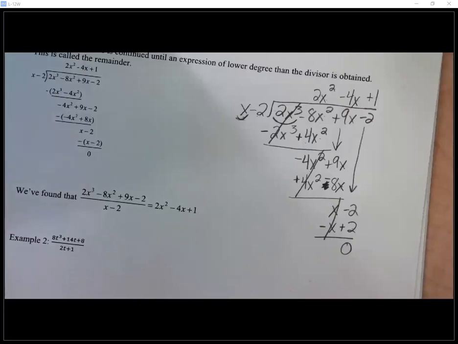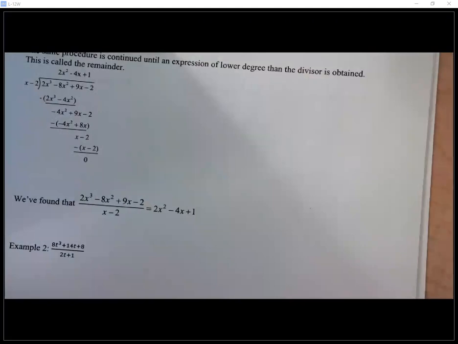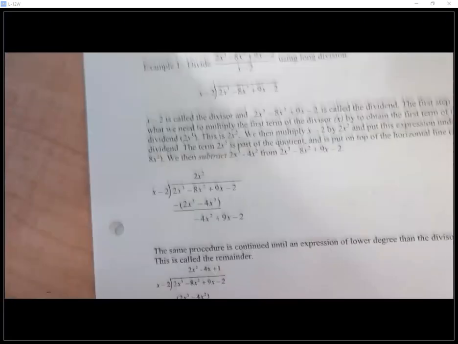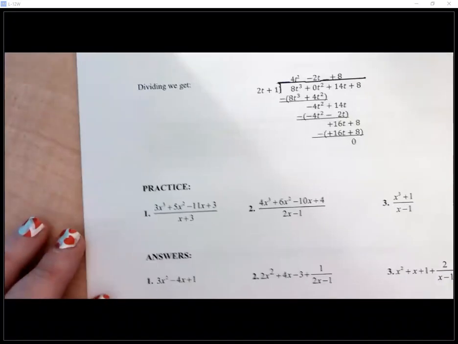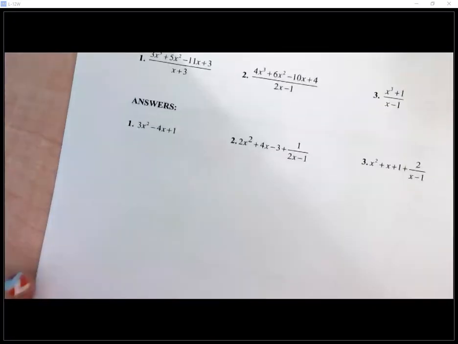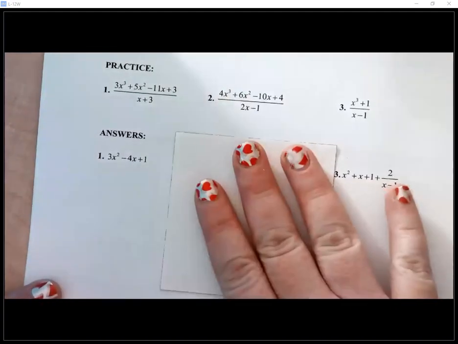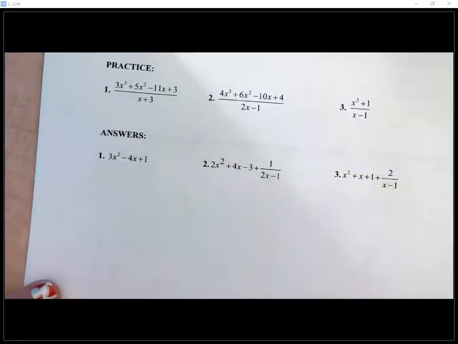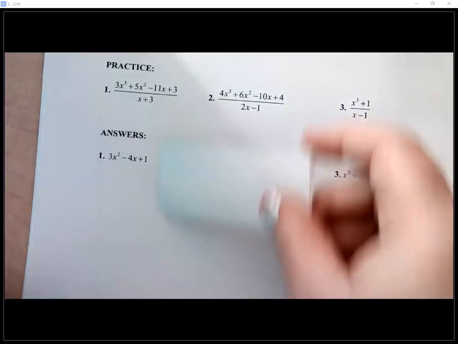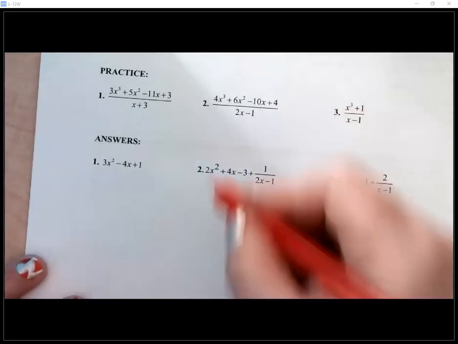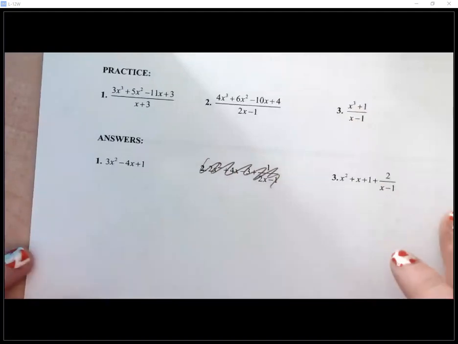Let's try one that has a remainder. Example 2 comes out nice though. So let's skip to number 2 on the back where it says practice. Pretend you don't see the answers. I'll just scribble mine out. All right, so we're going to do number 2.